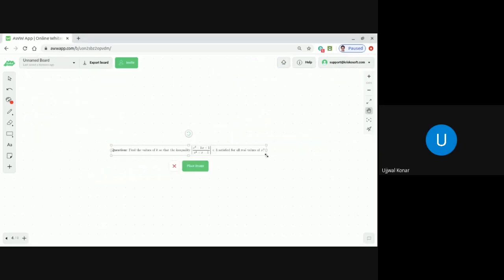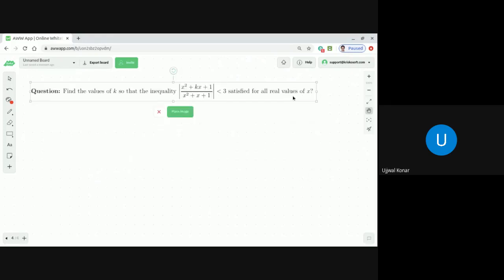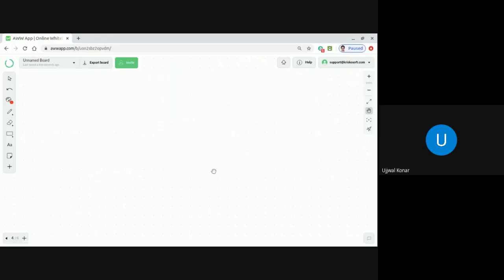The question is: find the value of k so that the inequality mod of (x square plus kx plus 1) by (x square plus x plus 1) less than 3 is satisfied for all values of x. Apparently it looks like a little difficult question, and you wonder how to proceed, but not really. Dear students, I'm just giving you the hints you need to do, and you need to let me know later.